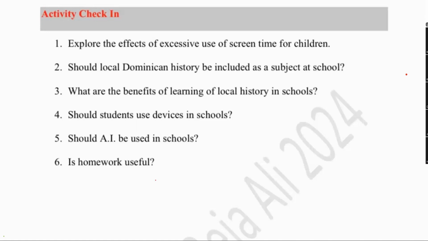So we have homework. Notice we have homework, we have the screen time, we have history, we have devices and AI. Those are seemingly new, interesting topics that may be something that would be tested. So these are things that you can look at closely as well and practice your writing using the formula. Any questions before we move on?